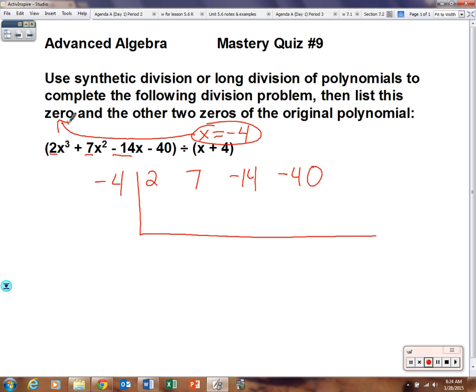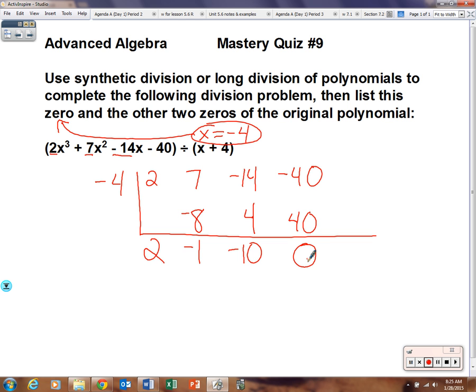All right, bring down the 2. Multiply. Negative 4 times 2 is negative 8. Add those two together. We've got 7 and negative 8. That makes negative 1. Multiply again, negative 4 and negative 1. That will give us 4. Write that underneath the negative 14. Add those together. That'll give us negative 10. And finally, negative 4 times negative 10 will give us 40. Add those two together, we get 0.